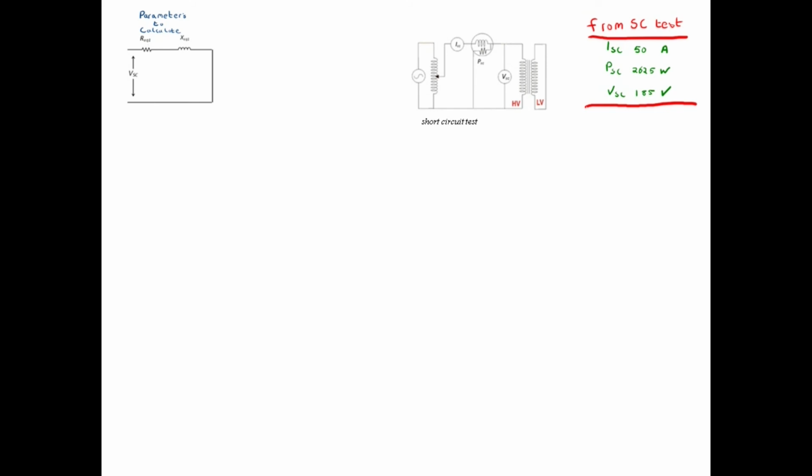Copper losses, or PSC, is equal to I squared R. Our R equivalent would be equal to PSC over ISC squared. Now use the parameters from the short circuit test to determine the R equivalent. This is equal to 2625 over 50 squared. This is equal to 1.05 ohms.